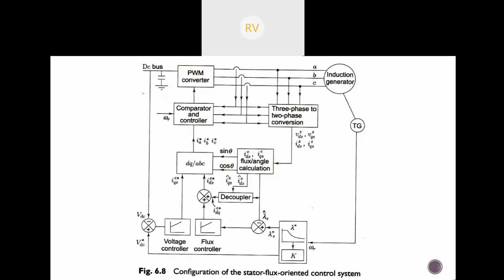Basically we need to convert the ABC system into the DQ system. That is the basic thing which we need to do. And then in the DQ system also we take the D axis as our flux vector. We need to make sure we understand that we are going to convert the whole system, which was previously a rotor flux system, that is the field oriented system, into a stator flux oriented system. This is the total configuration for the stator flux oriented control system.